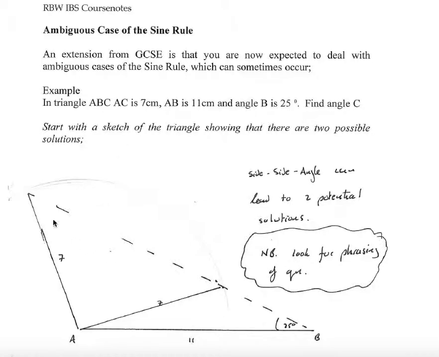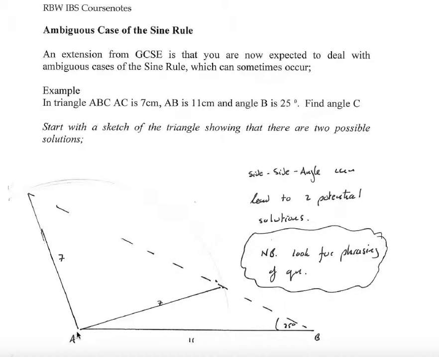is 7, so somewhere here is 7. AB is 11, and angle B is 25. So I know that my AB is 11, angle B is 25, and AC is 7.